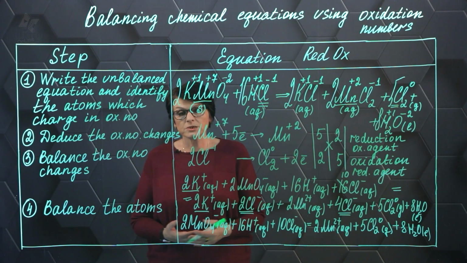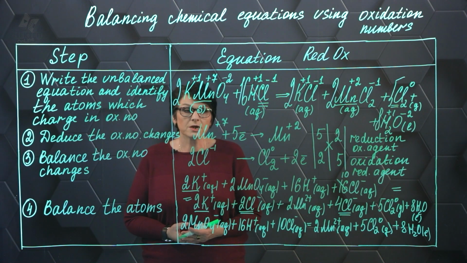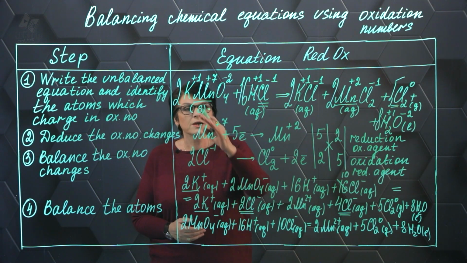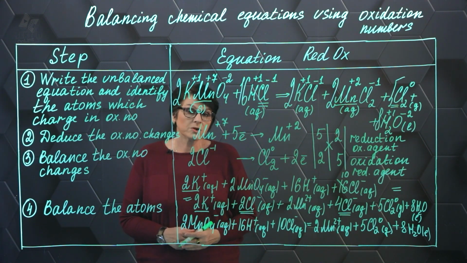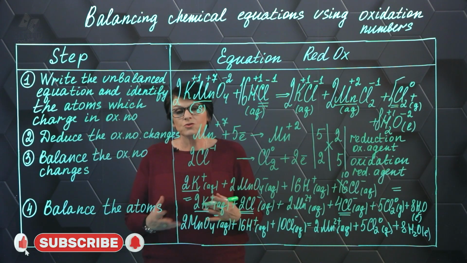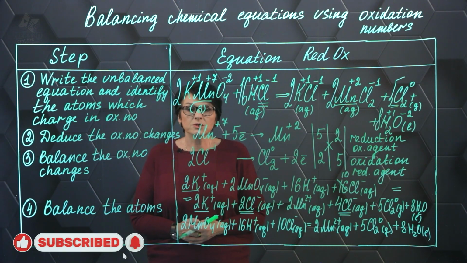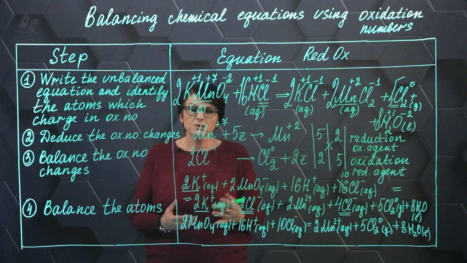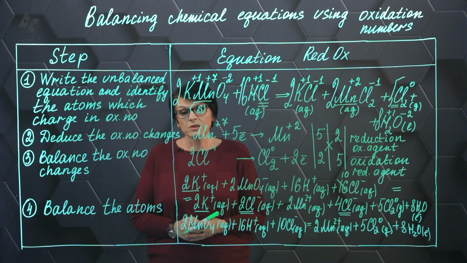This is if one wishes to comment further on the ionic nature of this chemical reaction. But as you can see, it is quite a complicated procedure, as is writing such equations by the electron balance method. We will definitely practice it and learn more complex examples by the method of electron balance. But that's all for today.